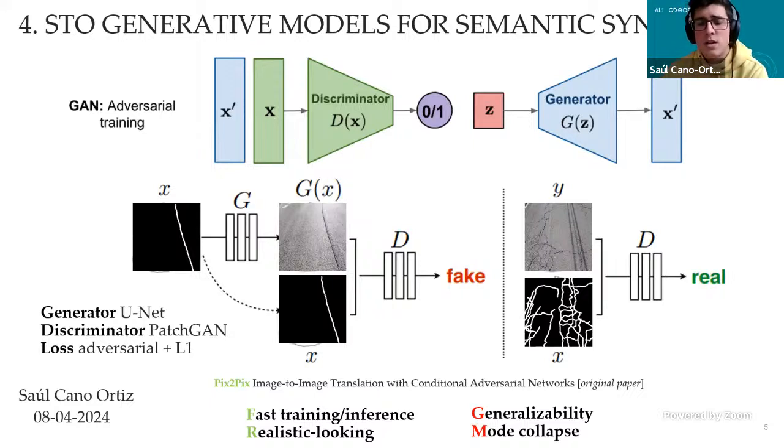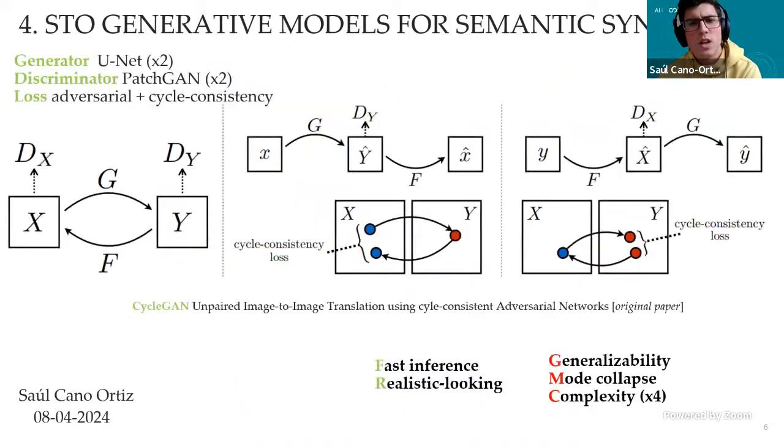And the drawbacks are generalizability, which means that they can cover maybe, in this case, a type of road distress, but they cannot cover others, and also mode collapse, because they start to always create very similar images, which is not really good for generating a diverse data set to train a segmentation architecture after augmenting the data set.